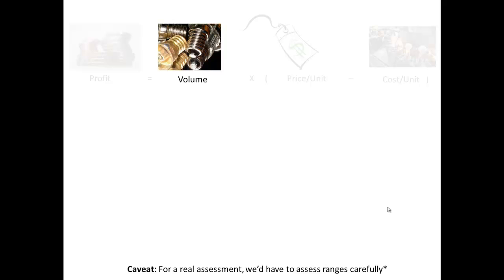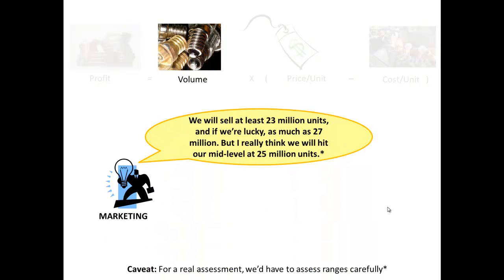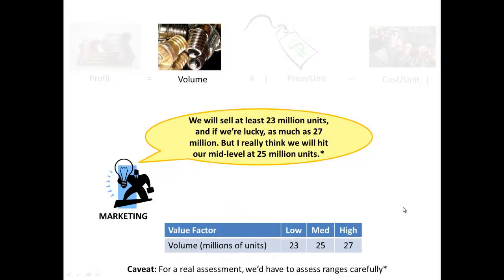Starting with the volume, let's ask the marketing head what he thinks. We'll sell at least 23 million units, and if we're lucky, as much as 27 million. But I really think we'll hit our mid-level at about 25 million units. And so we have a little range now.